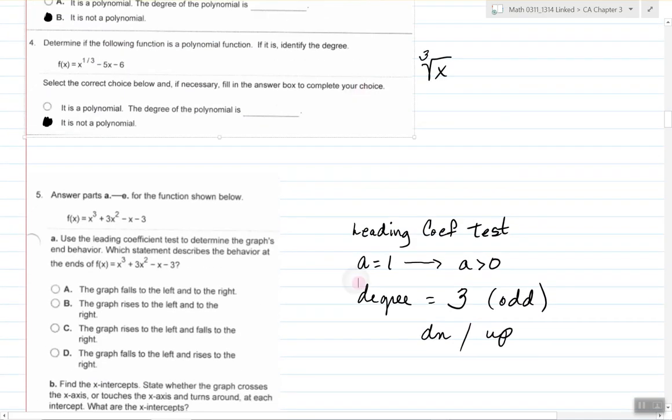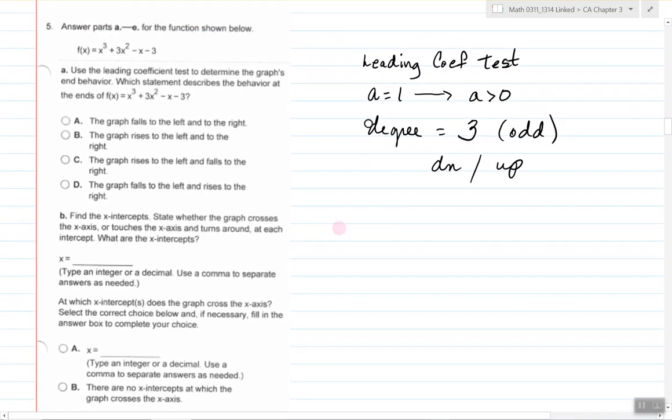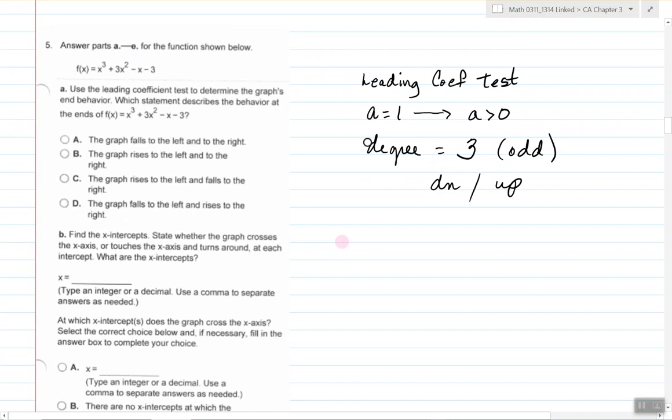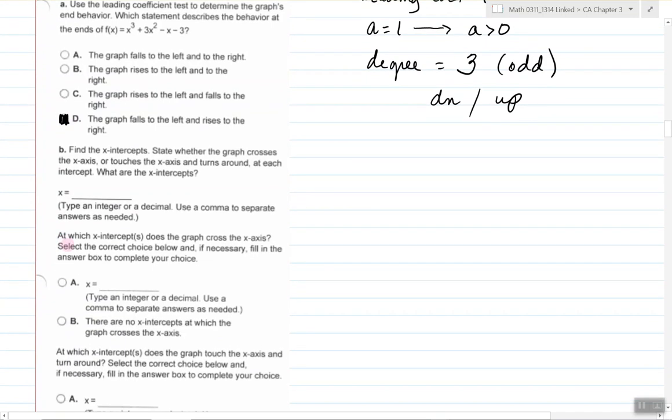I hope that you have written down, what's not on this screen, from the previous video, the summary of this. So, when it is 3rd degree, it's going to be down on the left, up on the right, as long as the leading coefficient is positive. So let's see which one that is. Falls to the left and rises to the right.